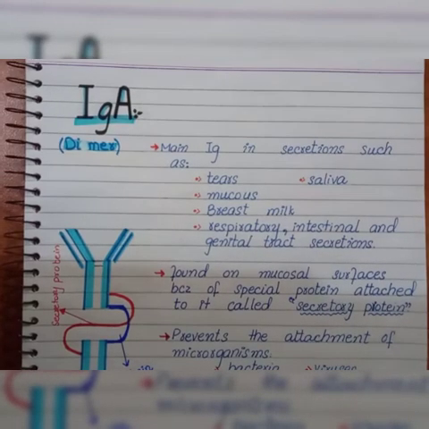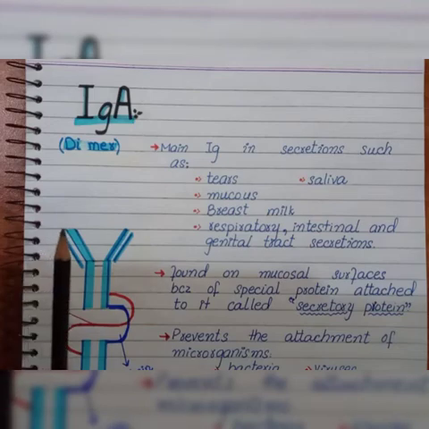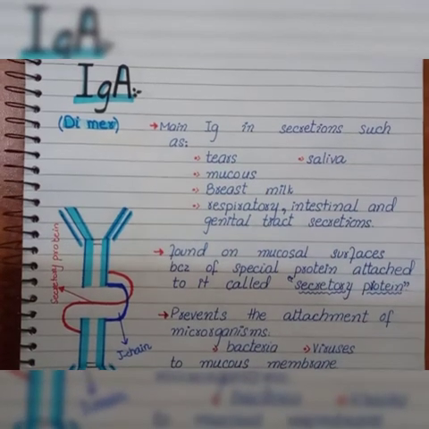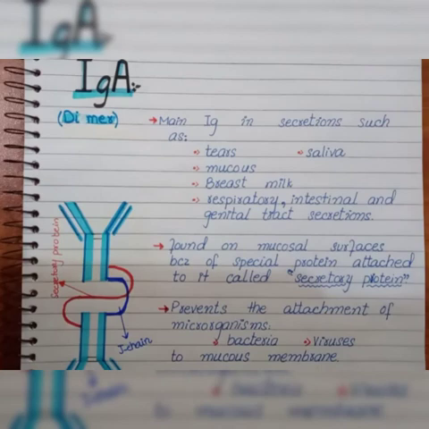Next we have immunoglobulin A, and this is a dimer molecule. We know that these immunoglobulins are present in our secretions such as tears, mucus, breast milk, respiratory, intestinal and genital tract secretions, and they are also present in saliva. As these antibodies are present on mucosal surfaces, they prevent microorganisms such as bacteria and viruses from attaching to the mucous membrane.